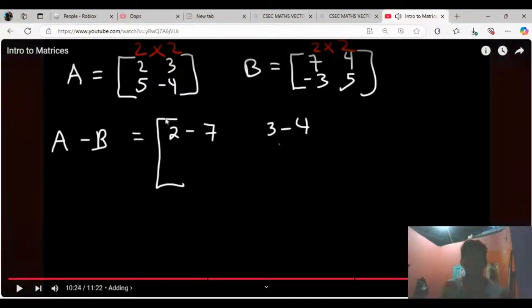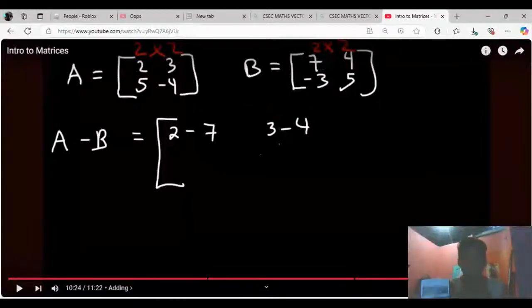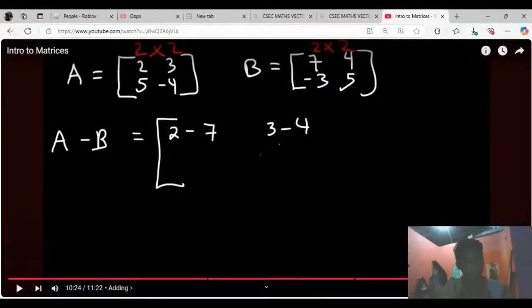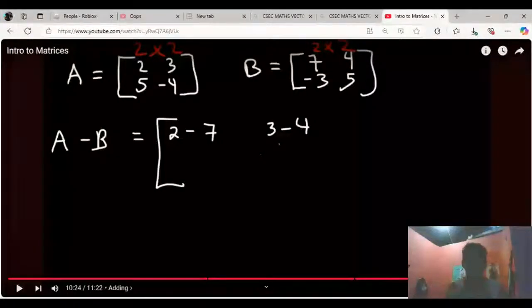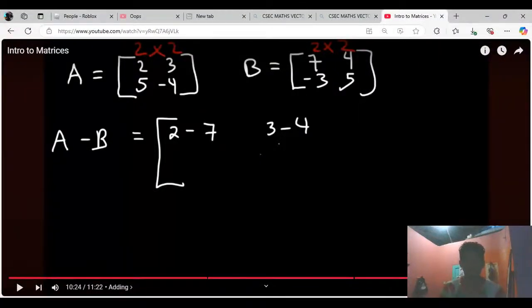So it's very easy. 2 minus 7, if I put it in my calculator, 2 minus 7, that would be negative 5. 3 minus 4, that would be negative 1. 5 minus negative 3, the minus and negative will become positive, so that would be a positive 8. And negative 4 minus 5, that is going down the number line, that would be negative 9.